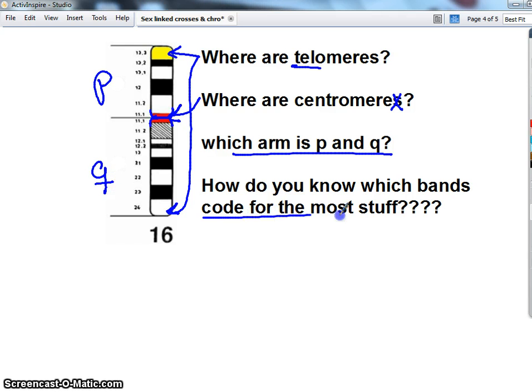How do we know which bands code for the most stuff? Well, when they make a chromosome karyotype, they dye the chromosomes. The dye sticks very, very well to areas of the chromosome that are really coiled up. And if they're really coiled up, that basically means they're inactive. It means that they're coiled up like a closed book, which means they can't be read. And chromosomes have to be read. The genes are read in order to make proteins. So the part of the chromosome that would be coding for the most stuff would be all of these parts that are white. If it's gray, it's somewhat coiled up. If it's black, it's really coiled up. And that would mean that those genes, at least at the time that the picture was taken, are inactive.